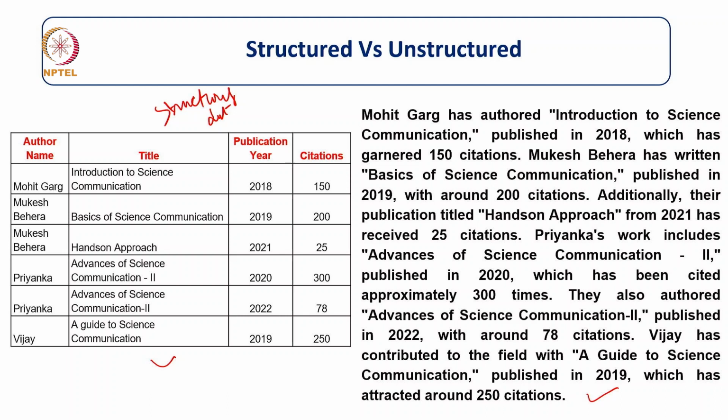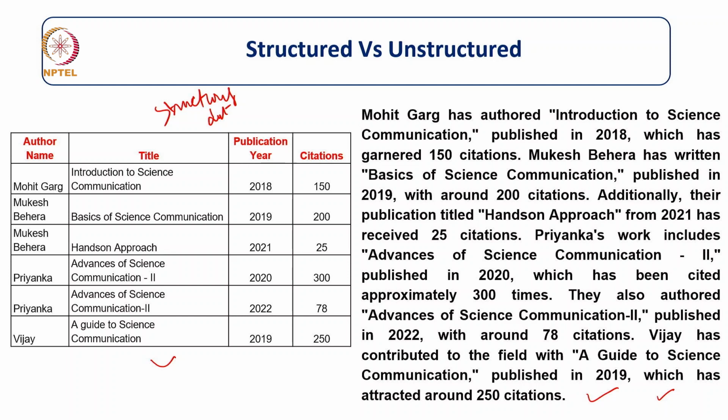Okay, if we see there are two authors, Mukesh and Priyanka, who have published two documents. And if we have to see who has the more number of citations, maybe total citations or citations in a given year. But on the right hand side we have this unstructured data, and we can't extract this information from this kind of text data.